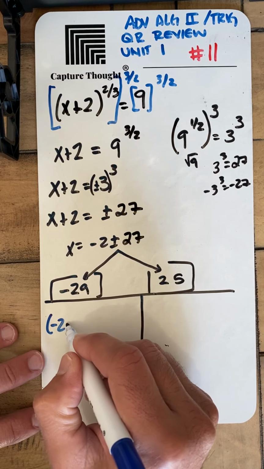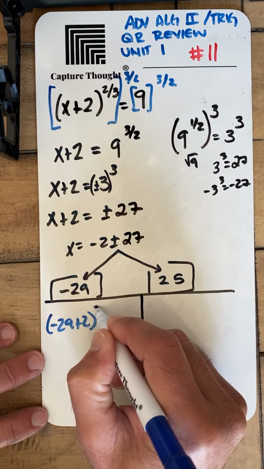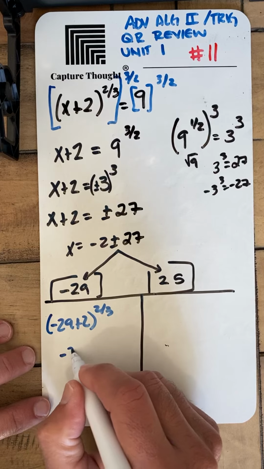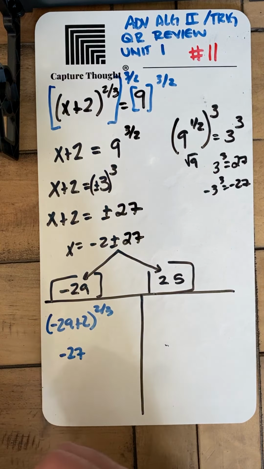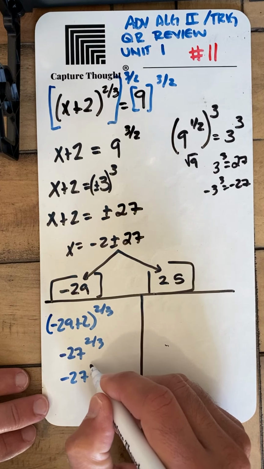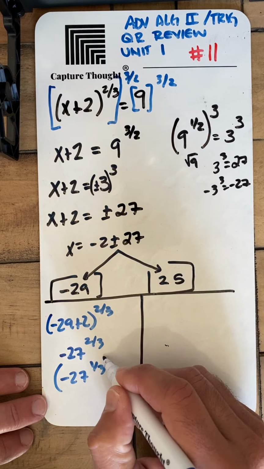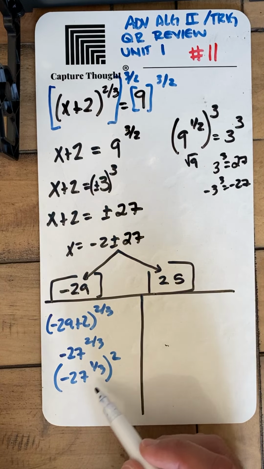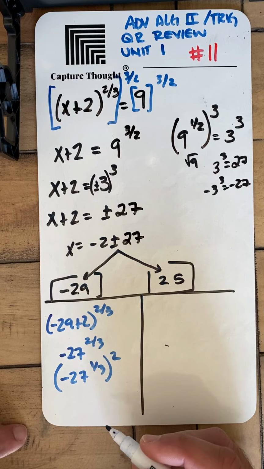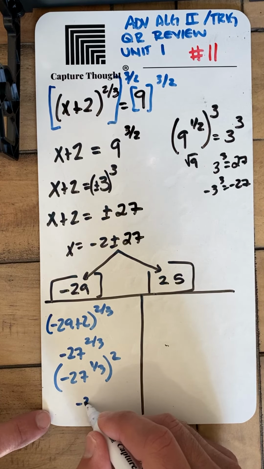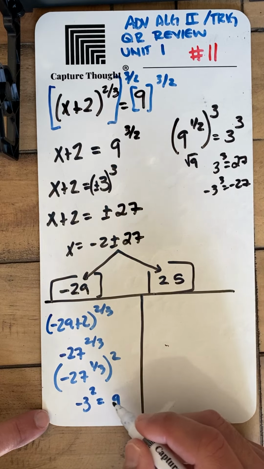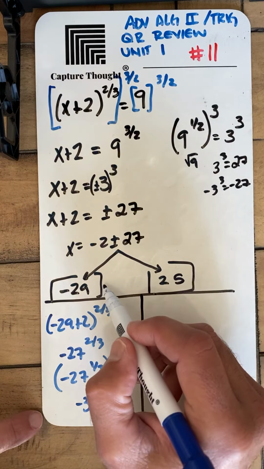So if I do negative 29 plus 2, and I raise it to the 2/3, negative 29 plus 2 is negative 27. This is all raised to the 2/3 power. That's the same thing as negative 27 to the 1/3, all quantity squared. The cube root of negative 27 is negative 3. And negative 3 squared, of course, gives me back 9. So that checks out. So negative 29 checks out.